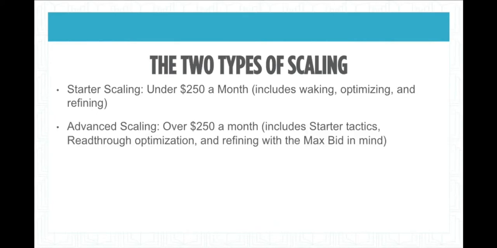But if you're making over $250 a month, it includes those starter tactics, plus read through optimization and refining with the maximum bid, to get more people to go from book 1 to book 2 to book 3, and actually increasing your bid once you've gotten past the $500 profit mark. Most people should not be increasing their bid, but that is just something to keep in mind when you've gotten to that point.